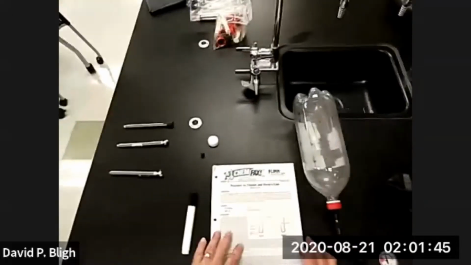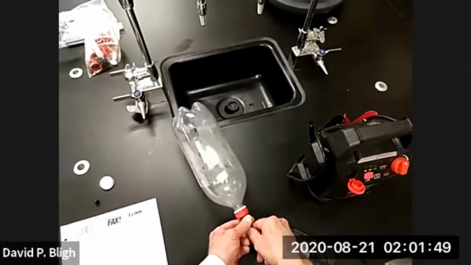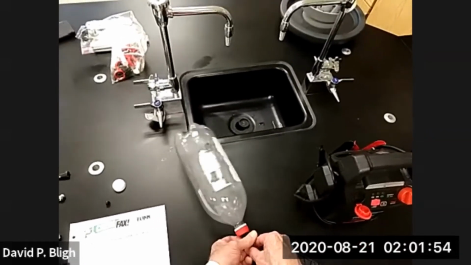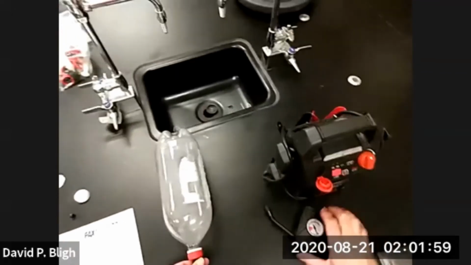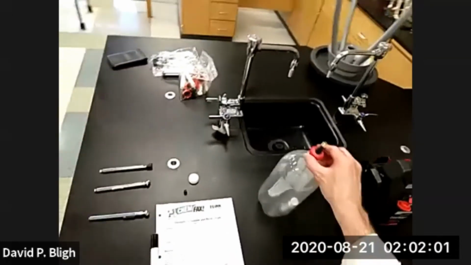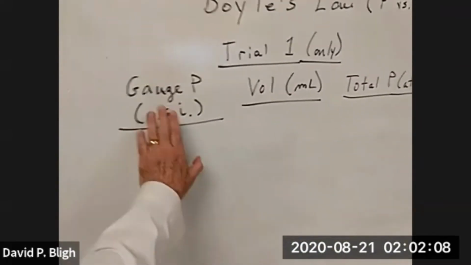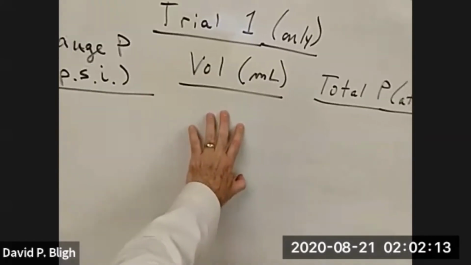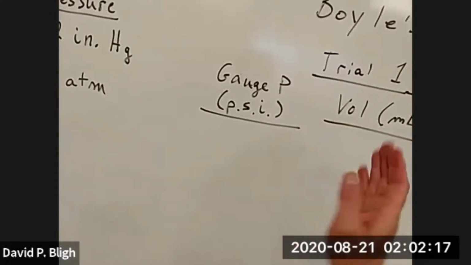Back to the topic. Okay, so we've got the pressure built up. We need to remove this, and you may hear some hissing. There we go. Now, when do we want to measure the pressure and check the volume? Because over here, you'll see I've set up a table where we have the gauge pressure measured by the tire gauge and the volume associated with it. So which do you measure first, the volume or the pressure?